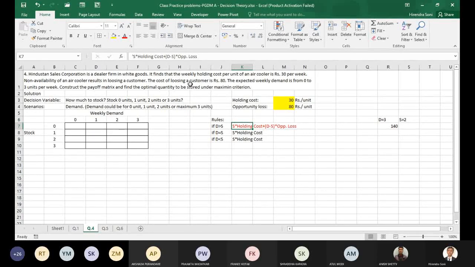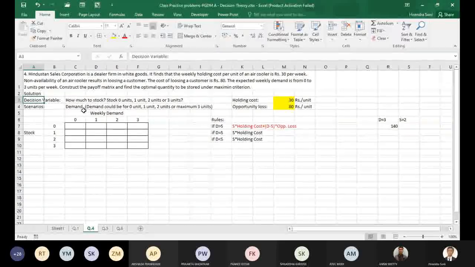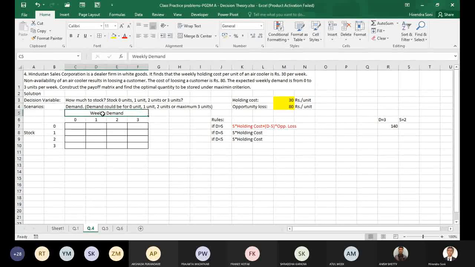Fine. Are we okay up to this? So our decision variable is to identify how much to stock, either 0 unit, 1 unit, 2 or 3 units. Scenarios are variable demand. That means there can be no demand. There can be demand for 1 unit, 2 units, or even 3 units. So that means these are your scenarios. That is demand 0 to 3, and stock could be from 0 to 3.